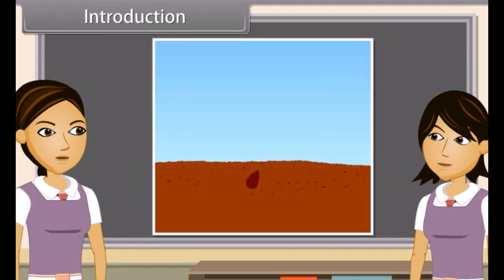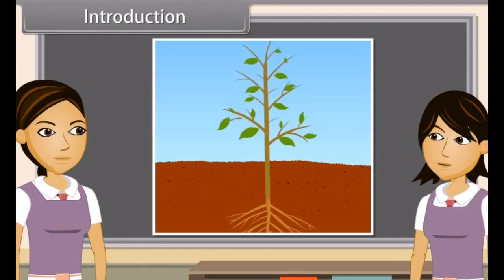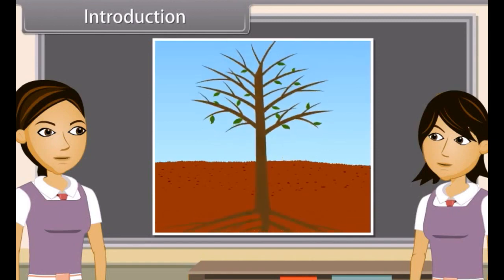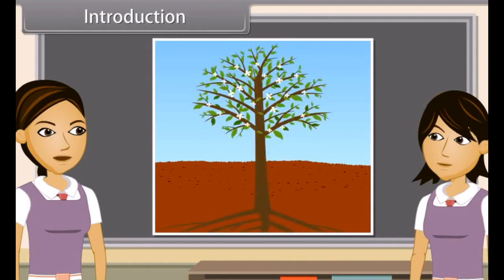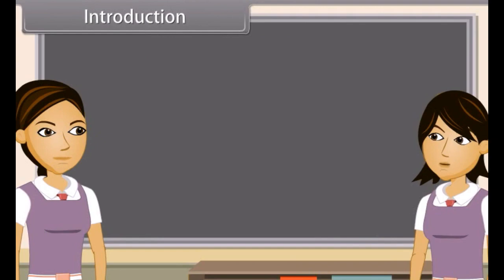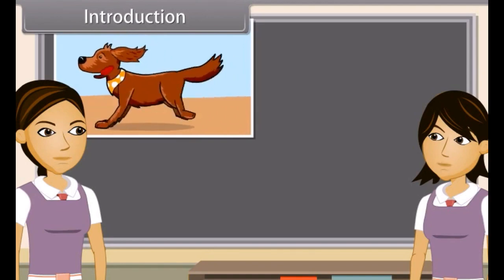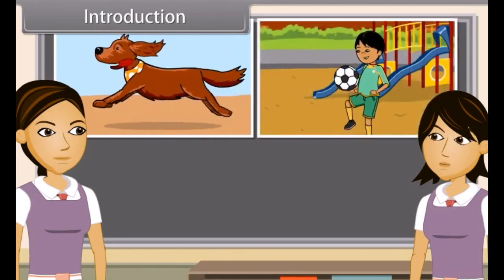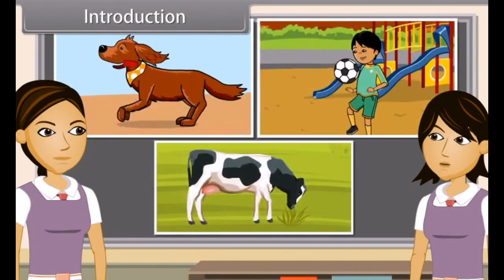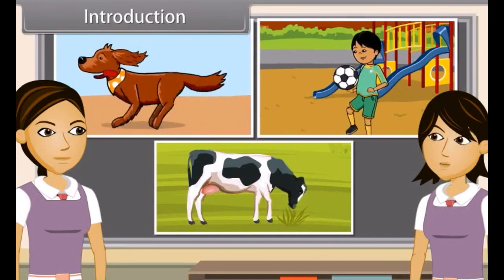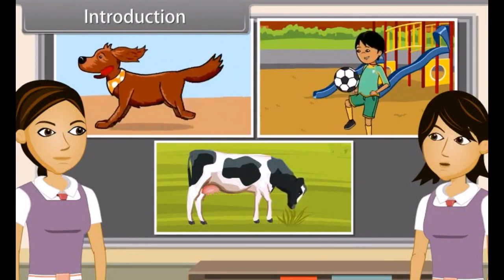This movement can be due to growth, as in plants, where a seed germinates and grows. This movement in plants is stopped after a particular time. On the other hand, in animals and some plants, these movements are not connected with growth. Some examples are the running of a dog, children playing football, and chewing cud by cows. These movements are not related to growth.